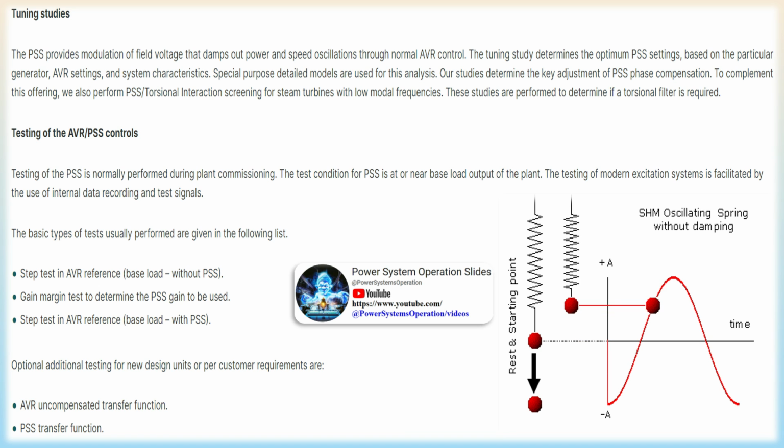Tuning of PSSs is a complex task and requires expertise and experience in power system analysis and control. Proper tuning of PSSs is critical to ensuring that power systems operate reliably and avoid instability and blackouts.